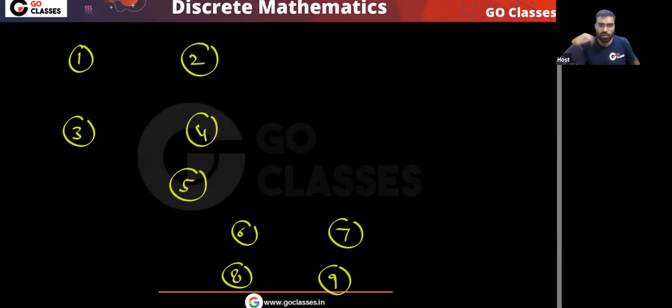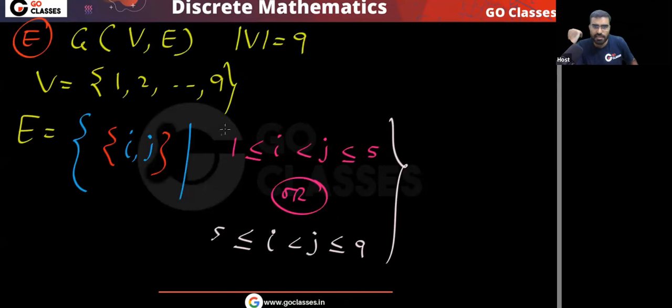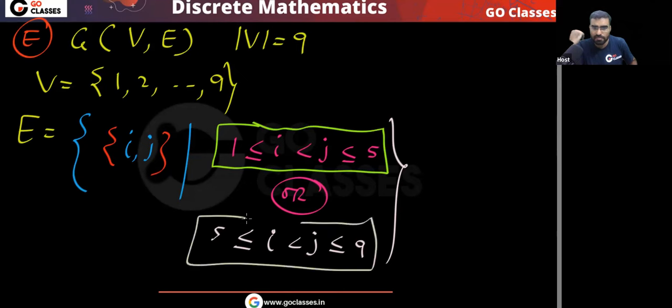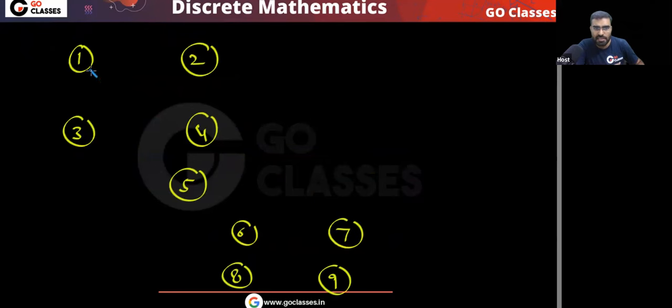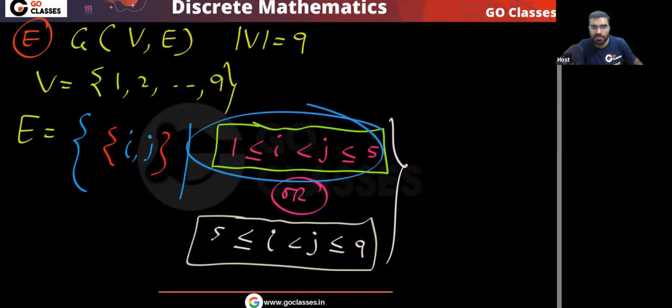Now let's understand the edges. There is an edge between i, j if either this condition happens or this one happens. So tell me, is there an edge between 1, 5? Is this condition satisfied by 1, 5? Yes. So between 1, 5 there is an edge because this condition is satisfied.